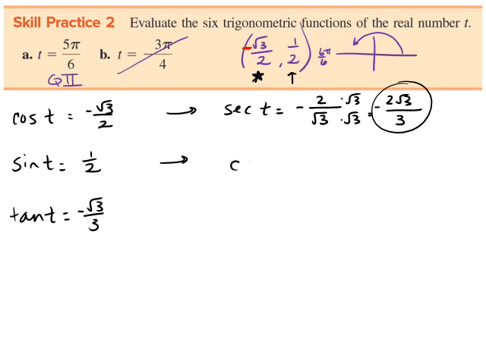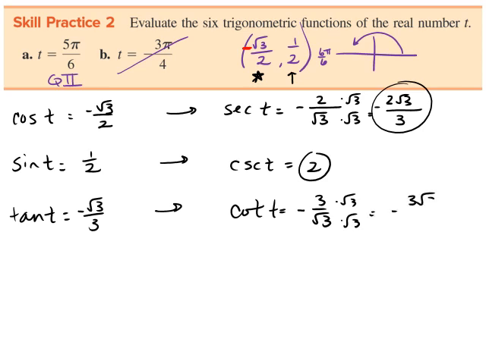Cosecant of t is 2, because it's the reciprocal. And then finally, the reciprocal of tangent is cotangent, and this will give me negative 3 over root 3, rationalize. So negative 3 root 3 over 3, the 3's cancel, giving me negative root 3. And there you have it.